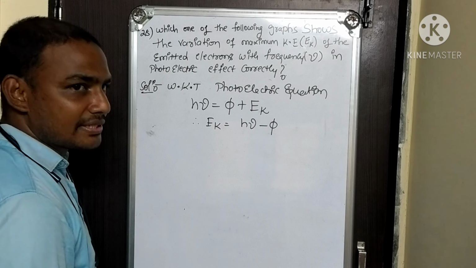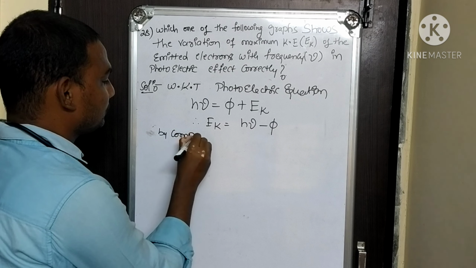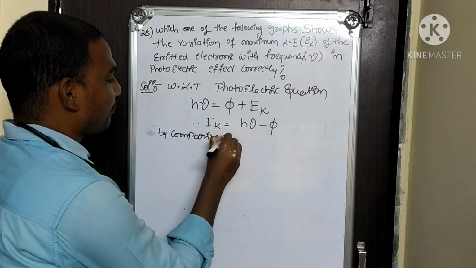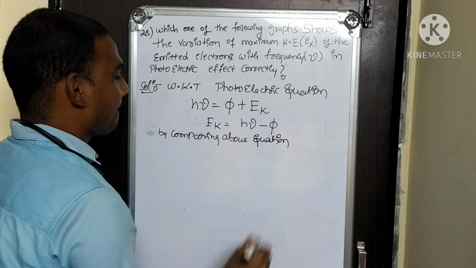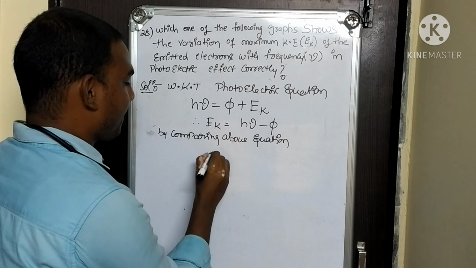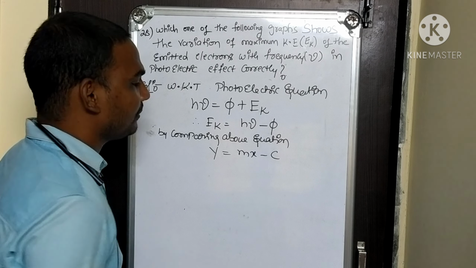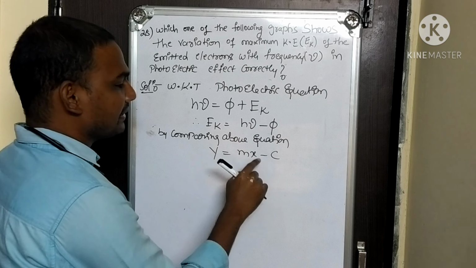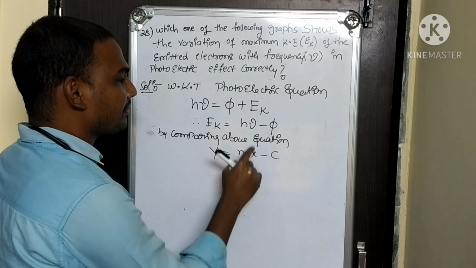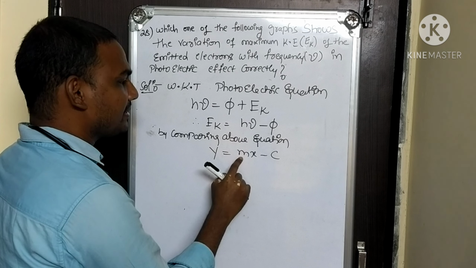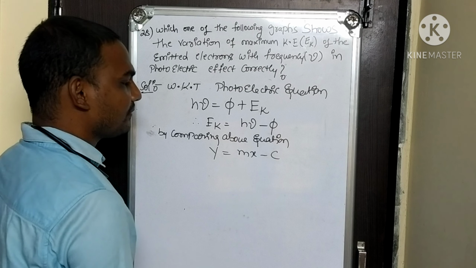Comparing the above equation with y is equal to mx minus c, from this equation the y-axis represents maximum kinetic energy, the x-axis represents frequency. Here m is the slope, which is equal to Planck's constant h, and c is equal to work function phi.